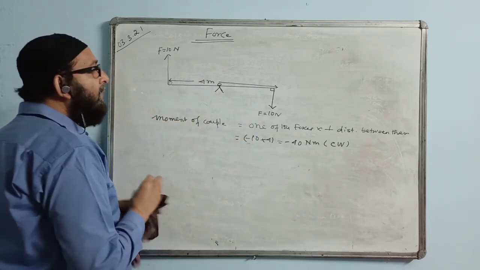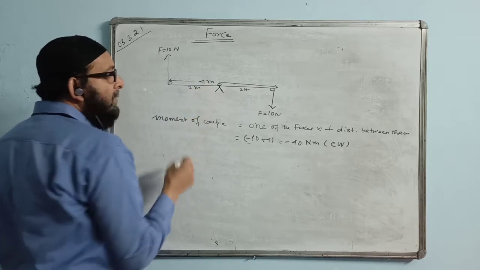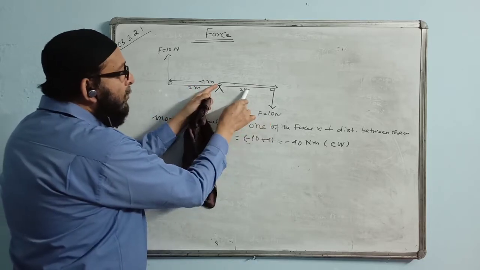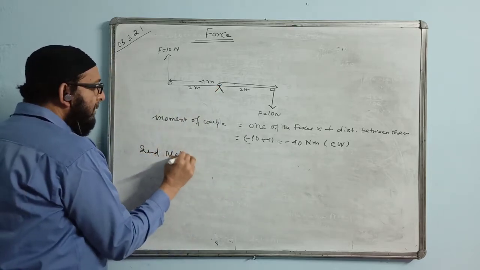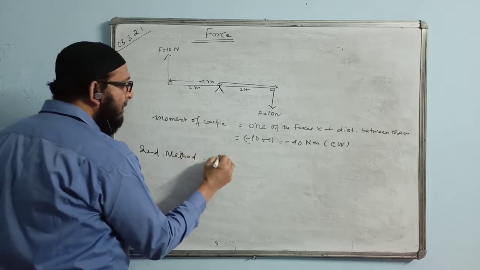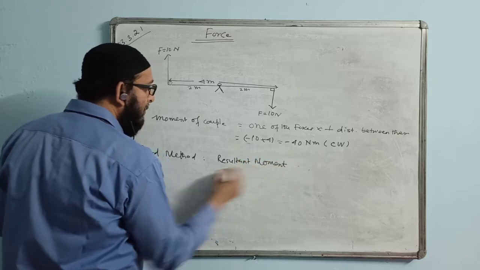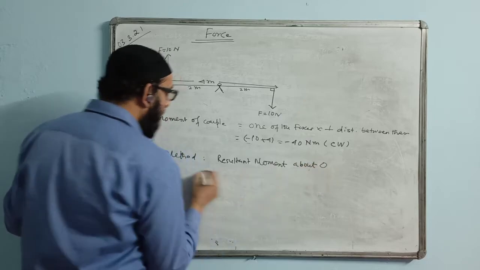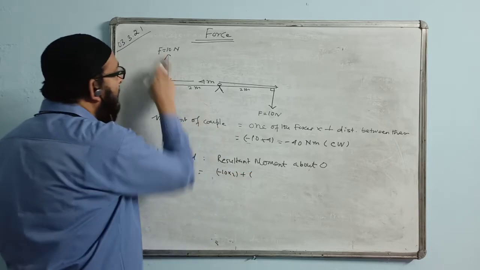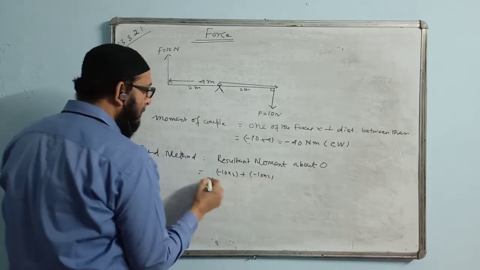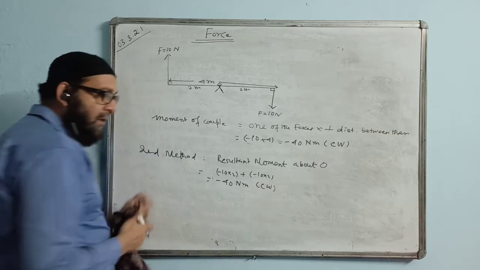This is one way we can do it. Or we can divide this 4 meter into 2 halves, 2 meter here, 2 meter here. We find the moment about O, that is 10 into 2, with the minus sign. There is a second method. Resultant moment, total moment, about O, equals 10 into 2 with clockwise minus sign, and the other also 10 into 2, minus 10 into 2, minus 40. The answer is minus 40 Newton meter, clockwise.